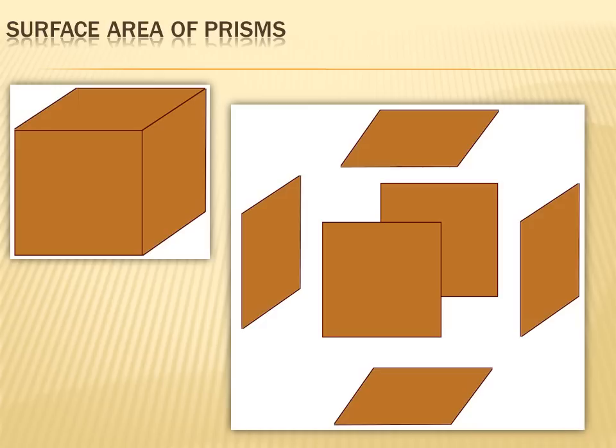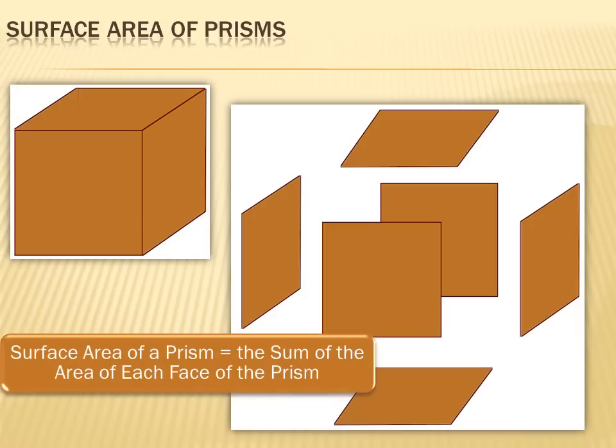And that makes sense because I've got 2 bases, and then I've got a lateral side for each of the sides of the base. And there are 4 sides to the base, so I've got 1, 2, 3, 4 lateral sides. 2 bases and 4 lateral sides equals 6 surfaces. And if I calculate the area of each of those 6 surfaces and add them together, I'll have the surface area of the entire shape.